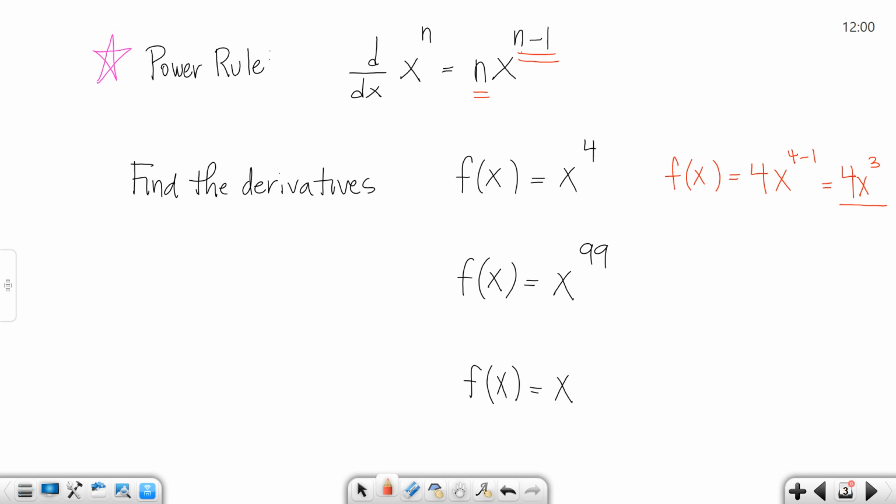You'll say, oh, the next one's 99. That's tough. So if you take the derivative of x to the 99, what you're going to do is bring your 99 down and then decrease the 99 by 1 in the exponent position. So that would give you 99x to the 98. And that would be your derivative using the power rule.